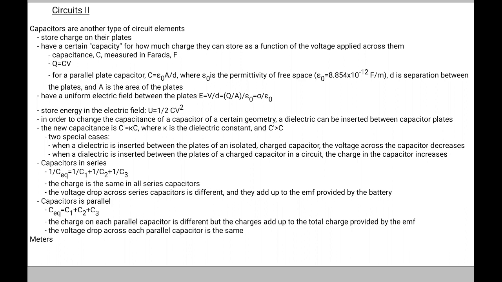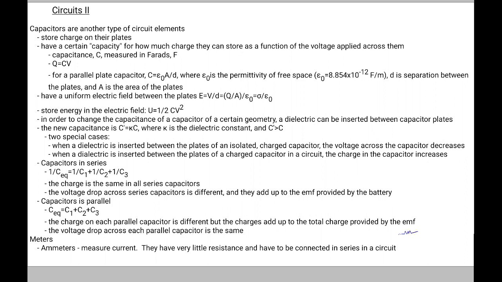Now, to measure current and voltage and resistance, we use various meters. Ammeters are used for measuring current. They have very little resistance and have to be connected in series in a circuit. So we would have a circuit with a resistor in it, let's say, and then a battery. We would insert the ammeter in the circuit.